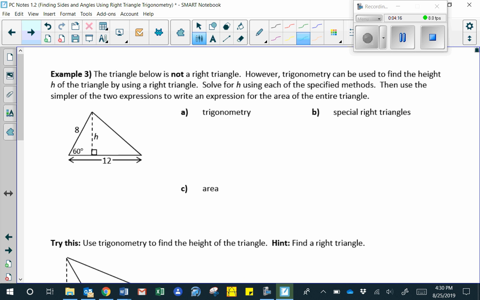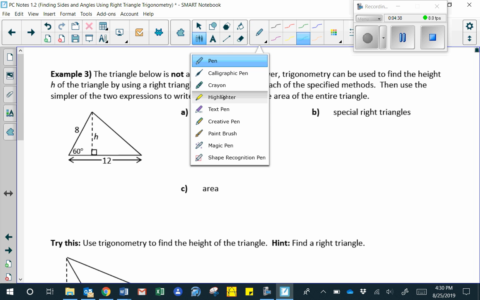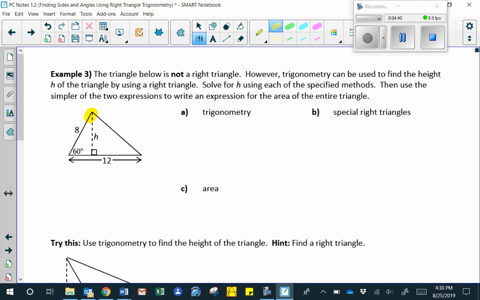Moving on to example 3, this is not a right triangle. However, there's a height inside of the triangle, and the height hits the opposite side at a right angle. So we can do this in a couple of different ways. We can approach it the way that we have before with trigonometry. And the thing about using SOHCAHTOA or right triangle trigonometry is we must have a right triangle.